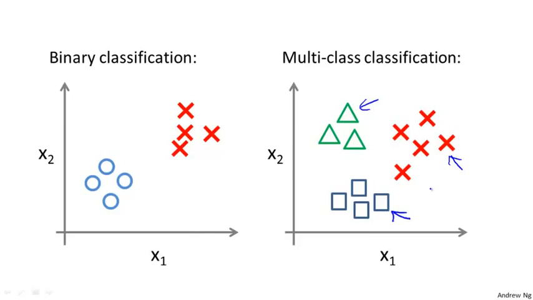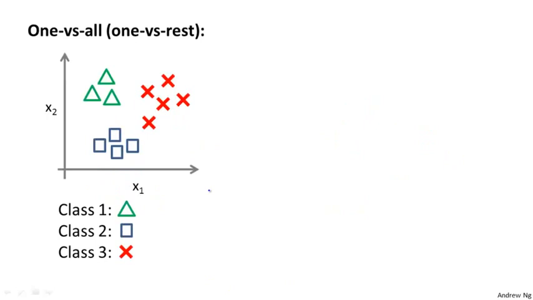We already know how to do binary classification. Using logistic regression, we know how to, maybe fit a straight line to separate the positive and negative classes. Using an idea called one versus all classification, we can then take this and make it work for multi-class classification as well. Here's how one versus all classification works, and this is also sometimes called one versus rest.